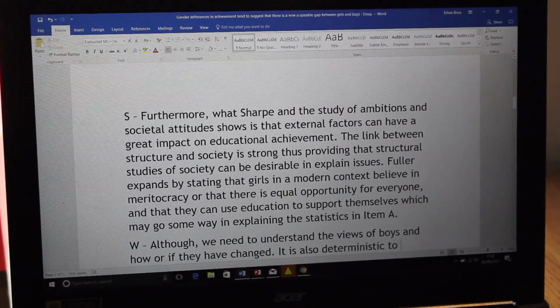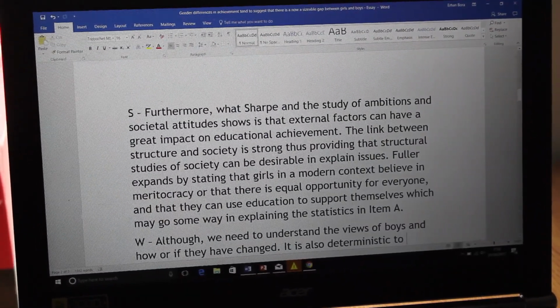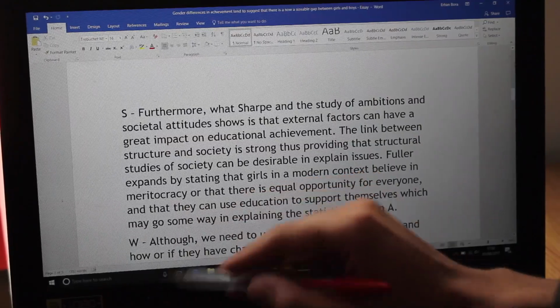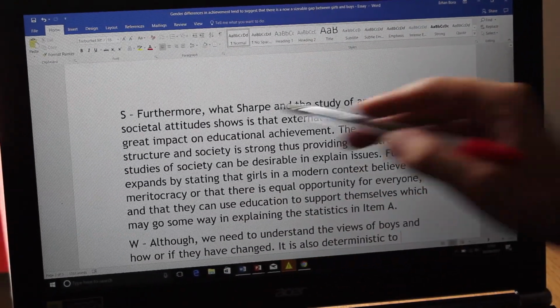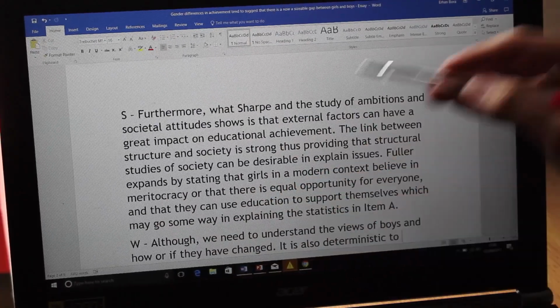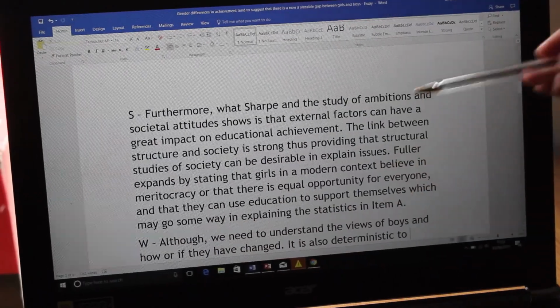Fuller expands by stating that girls in the modern society or modern context believe in meritocracy. Again, because I've used a key word there, I'm going to explain it. Or that there is equal opportunity for everyone and that they may use education to support themselves, which may go some way in explaining the statistics in item A.